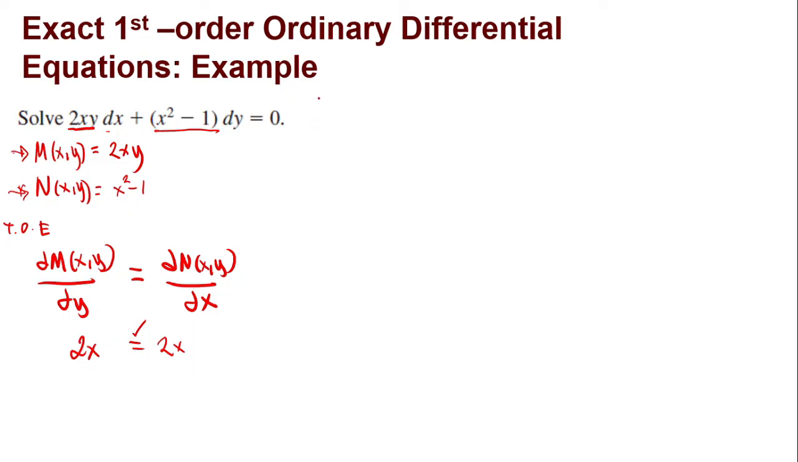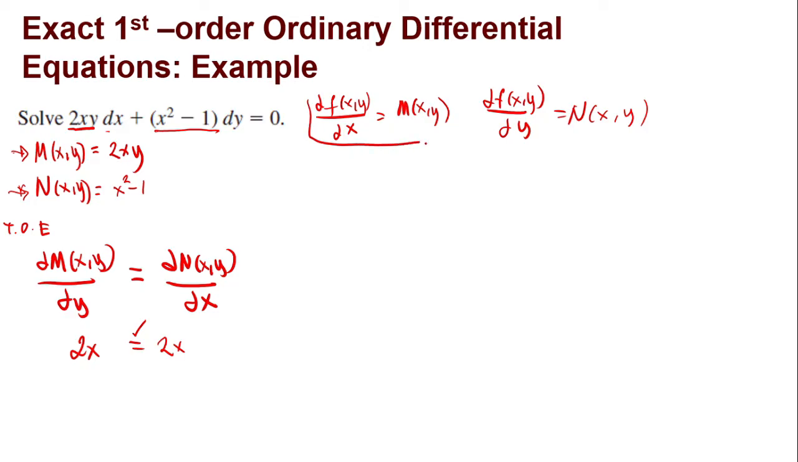After the test of exactness, we can use the assumption that the partial derivative of f(x,y) with respect to x equals M(x,y), or the partial derivative of f(x,y) with respect to y equals N(x,y). We can use this first one. To find the value of f(x,y), we integrate this equation.